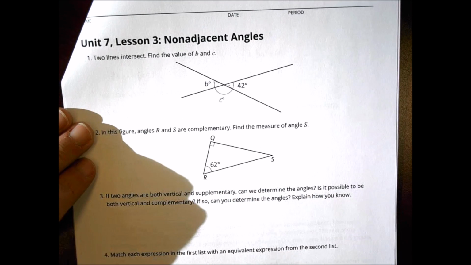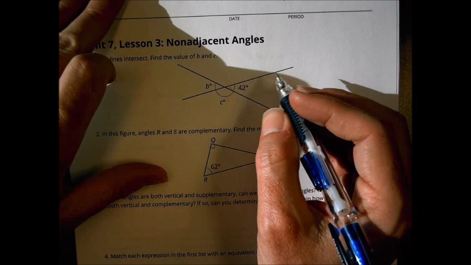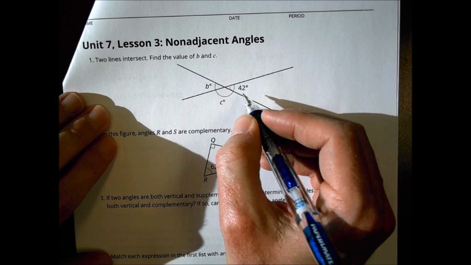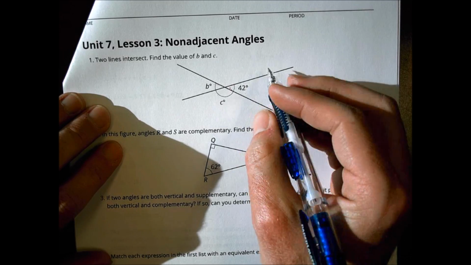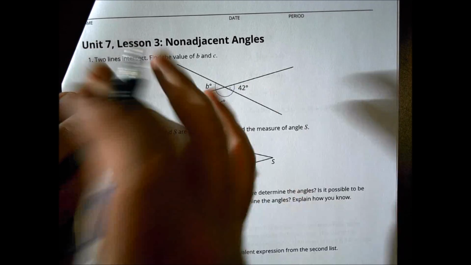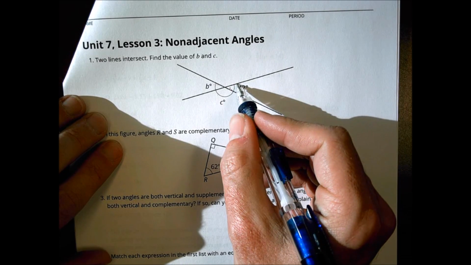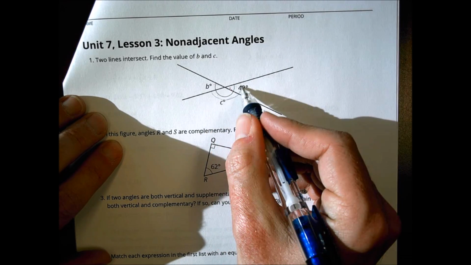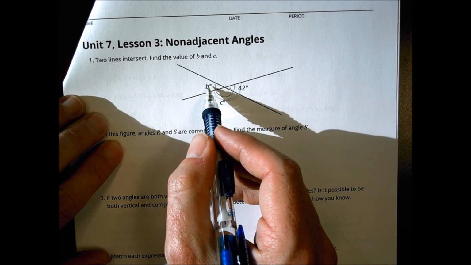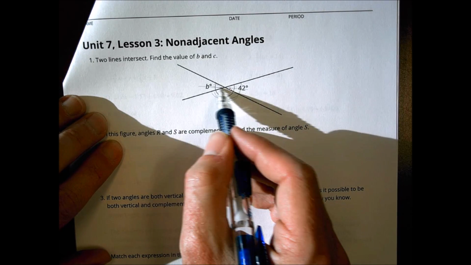All right, number one, it says two lines intersect. Find the value of B and C. Okay, so great question here. Couple ways of doing this, and there's several approaches. You might notice that you have a supplementary angle happening right here in this section. You might also first notice that you have vertical angles happening here in this section.